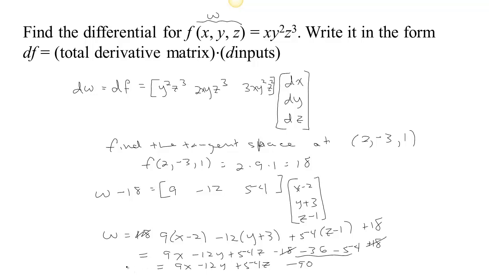How could we visualize or compare the linearization to the actual function? One way to do that, since this function has 3 inputs and 1 output, the visualization we usually use is to look at level sets of this function. So we could look at the level set of this function when w equals 18, and then we could also look at the level set of the linearization when w equals 18. Let's use Maple to visualize that.